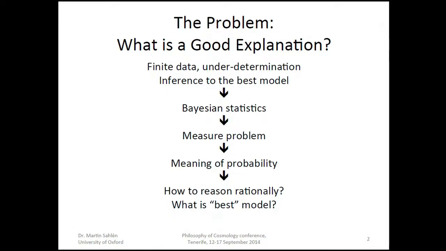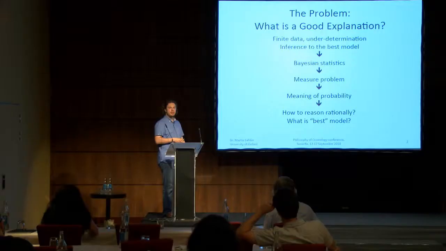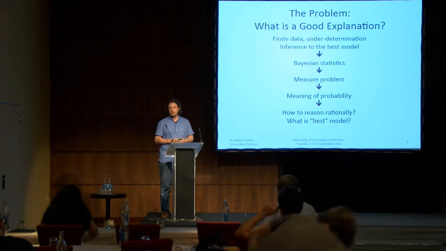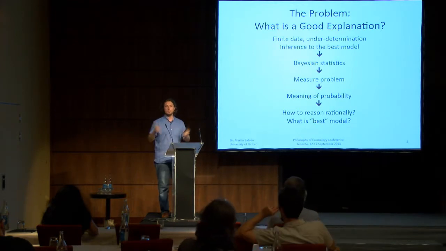That's the perspective I'll take. Then we're naturally led to Bayesian statistics, as Luke showed us, and then we end up with the measure problem, and we have the issue of what does probability mean when we have one observable universe? What exactly do we mean by that? And so we ask ourselves, how do we reason rationally in this context? And what does this best model mean?